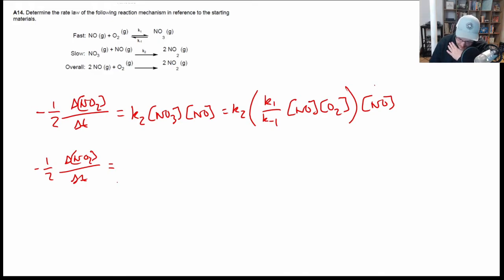Right, so you have that right there. That's going to then be equal to K2. And so lowercase K1 over lowercase K minus 1 is equal to the equilibrium constant, right? Because in terms of a dynamic equilibrium, the rates of the forward and the reverse reactions are always going to be equal to each other.